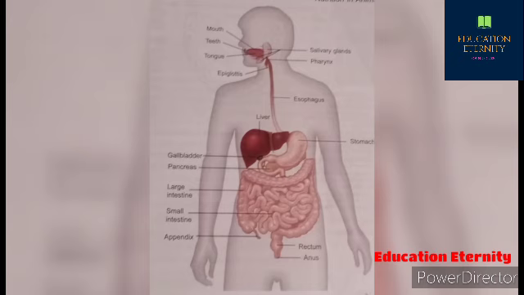Finally, the digested food enters the large intestine after it leaves the small intestine. The large intestine is wider and shorter than the small intestine. It is about 1.5 meters long. Now, the large intestine.